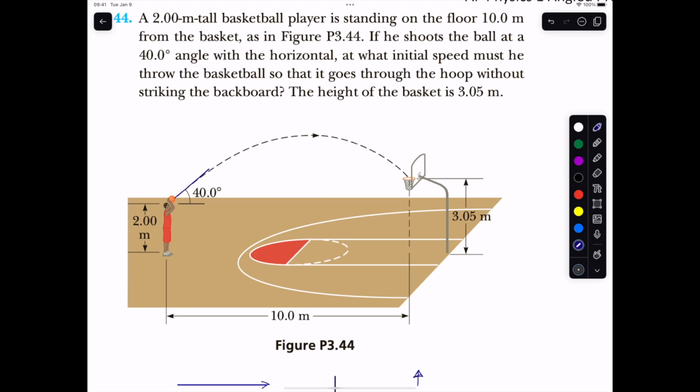Obviously, there is some sort of V initial. I'm going to add it to the diagram. We do not know what it is. You're welcome to use V initial, V0, whichever is more appropriate for you. What I do know is the vertical displacement and the horizontal displacement of the ball.